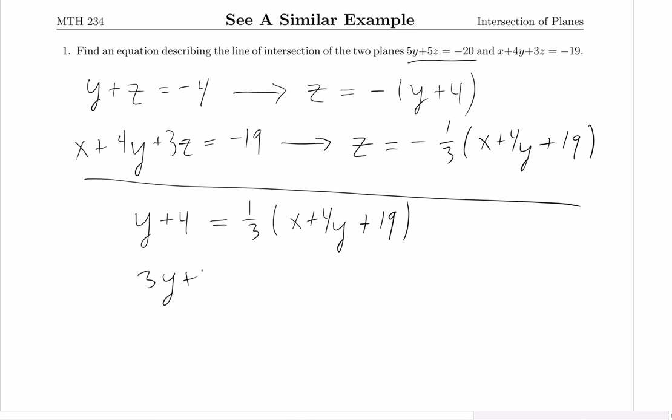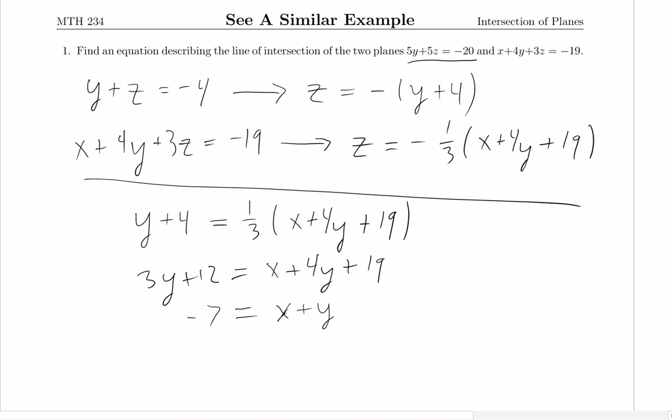So we have 3y plus 12 now on the left, and on the right we just get rid of the 1/3. Okay, now just move stuff around. So let's maybe put all the x's and y's on the right hand side. So just move the 3y over. So subtract 3y. So that brings this down to just 1y. And move the 19 over, and we get negative 7.